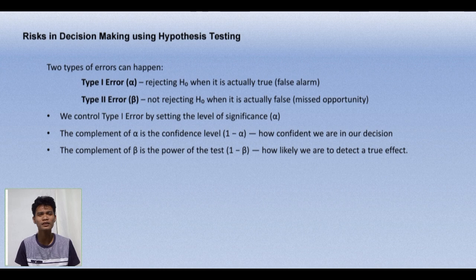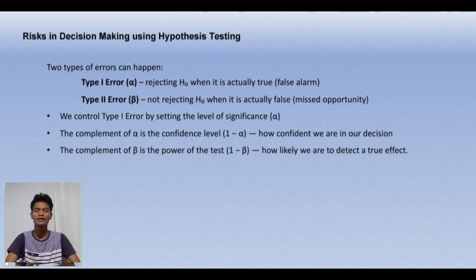The complement of these errors helps us make stronger decisions. The confidence level, 1 minus alpha, tells us how sure we are that we made the right choice. The power of the test, 1 minus beta, tells us how likely we are to detect a real effect when there is one.